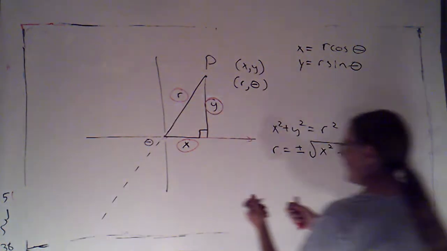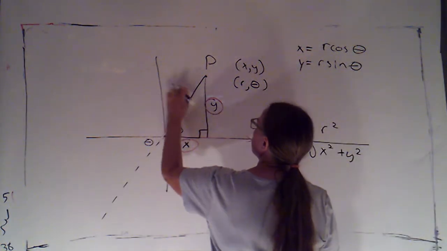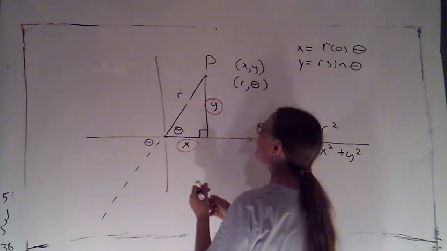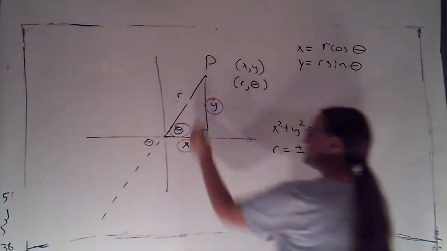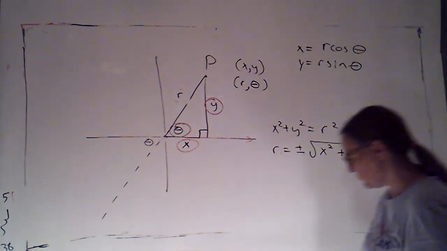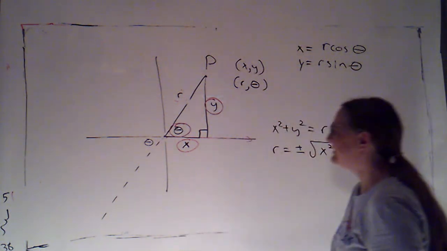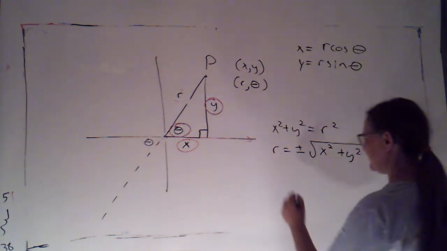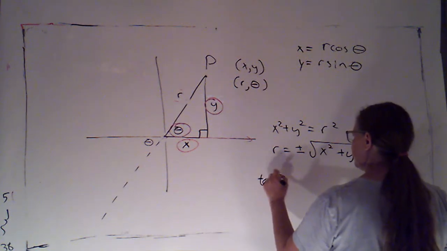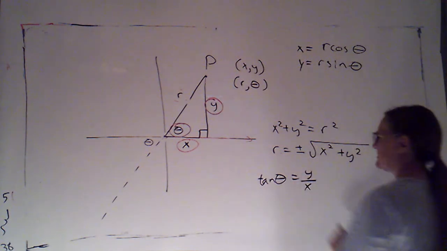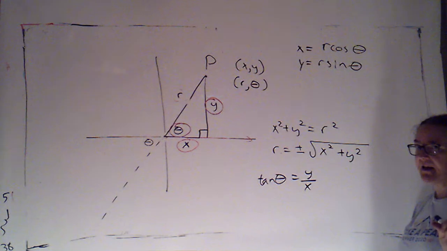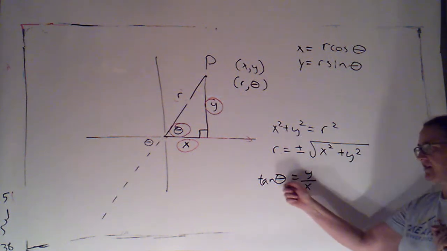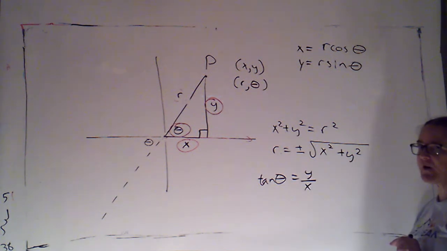Okay, let's now take a look at theta. If I want to describe theta in terms of the rectangular coordinates x and y, that's my angle, my opposite, and my adjacent. Tangent of theta is y over x. Now do be careful. It's tempting to try to solve for theta, and we can't.